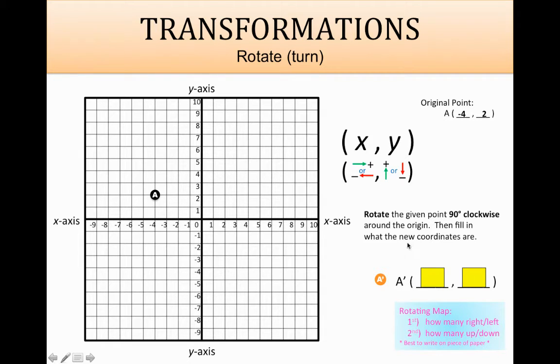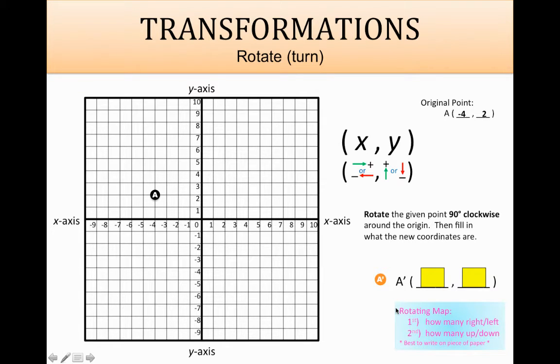So let's take a look at the directions. You're going to rotate the given point, or the original point, 90 degrees clockwise around the origin, and then you're going to fill in the coordinates. This is the toughest one to do with distance learning, but Ms. Coleman and I came up with a way that's going to make this a lot easier for you guys to do. That's what this little guy down here is for.